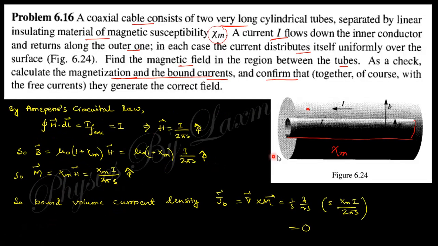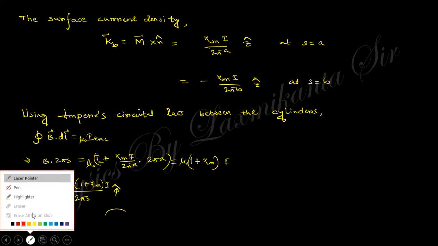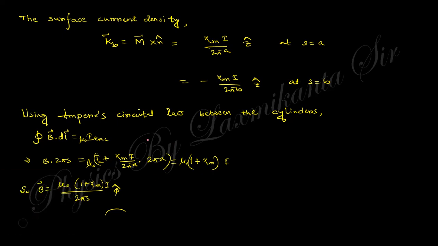So this will be the surface current density for S equals A and for S equals B. These two planes, this is A and this is B. For these two regions, the surface current will be opposite. Using Ampere's law between these two cylinders, you will get this value. This is I. So this is the magnetic field within that region, which lies between A and B.